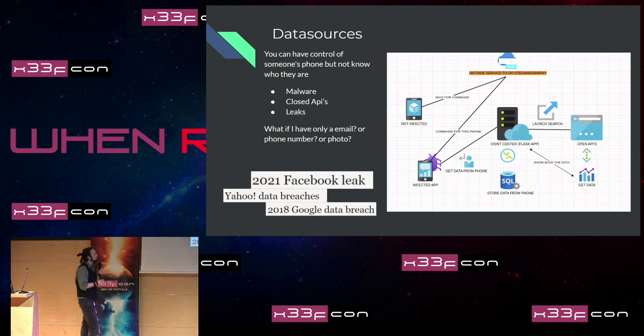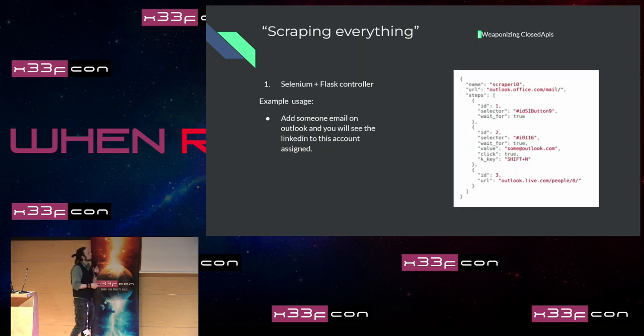And one of the main questions was, what if I have only one of these things? What can I do if I only have some small part of information? And for example, it led me to generate something called a scrapping creator.